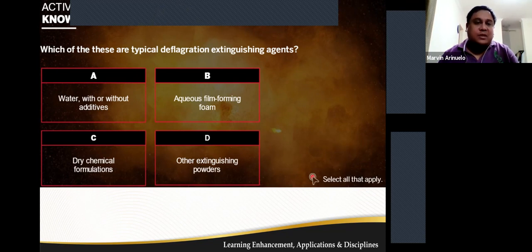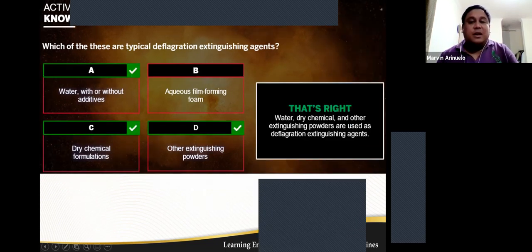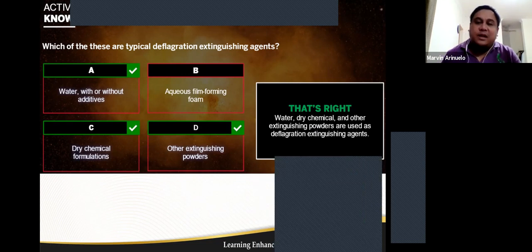And which of these are typical deflagration extinguishing agents? Select all that apply. We just discussed it in the earlier pages, page 17, but you can also find this in your Fire Protection Handbook chapter 17. So the answer here is A, C, correct, Mr. Muhammad, and D. Water, dry chemical, and other extinguishing powder are used as deflagration extinguishing agents.